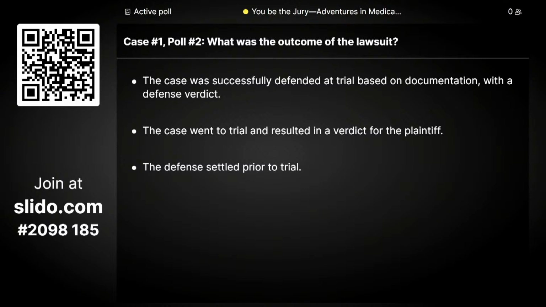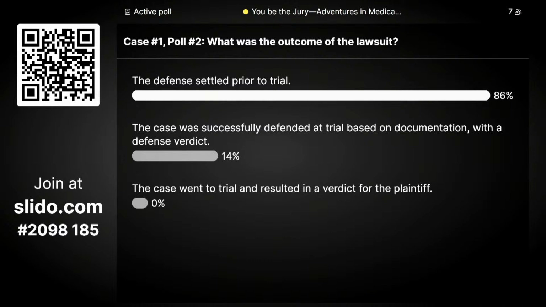Choices being that the case was successfully defended at the trial based on documentation with a defense verdict. The case went to trial and resulted in a verdict for the plaintiff, or the third choice being that the case settled prior to trial. Okay, and overwhelmingly, people have the answer that the case settled prior to trial.